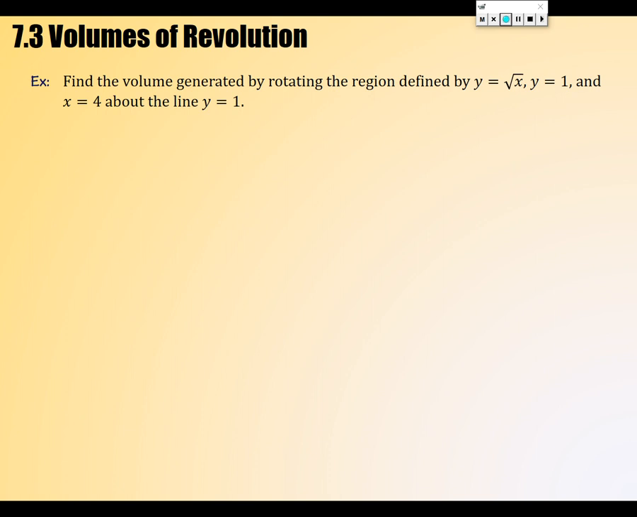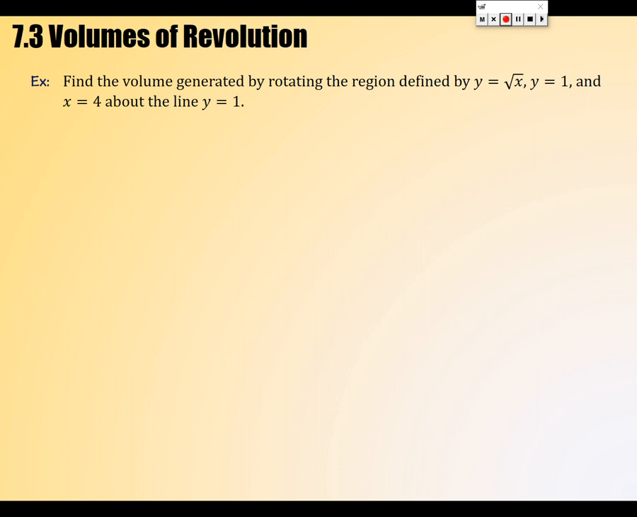So you have another problem on here. Have you begun it? The first thing to do would be to visualize it. Number 2, right here, we're now doing root x again. Y equals 1 though, and x equals 4, about the line y equals 1. So I want you to think hard about what your expression for the radius will be. And we'll go over it in a minute.